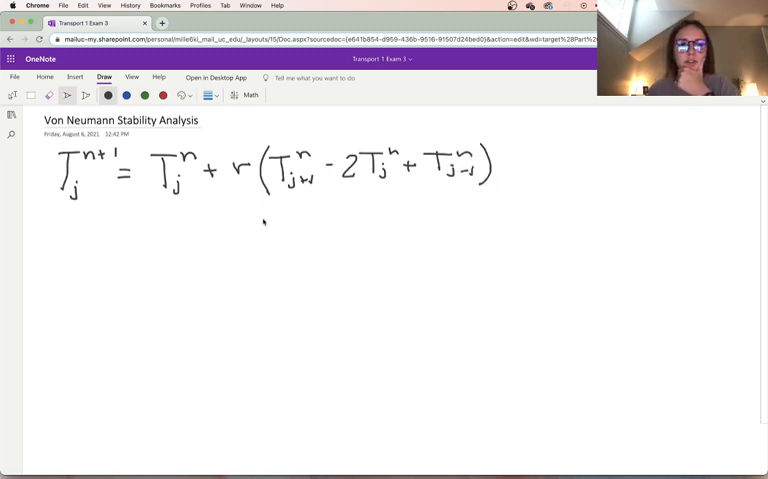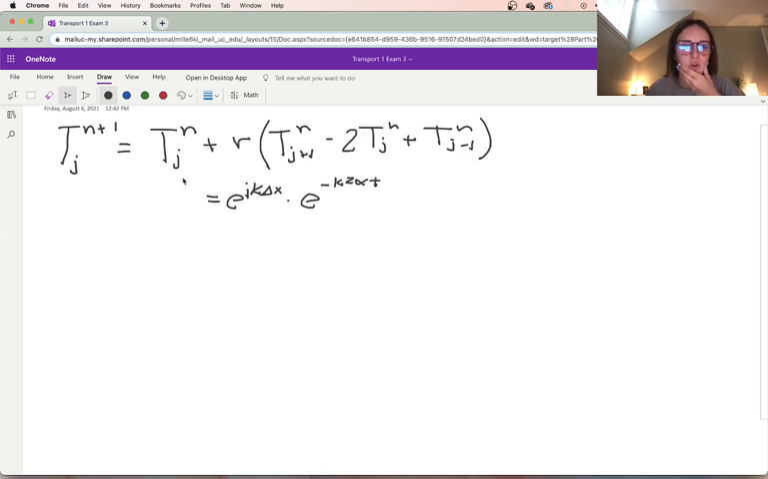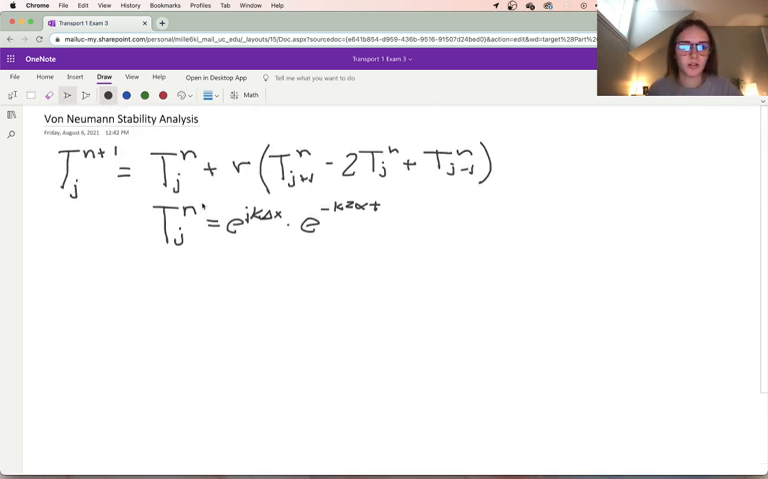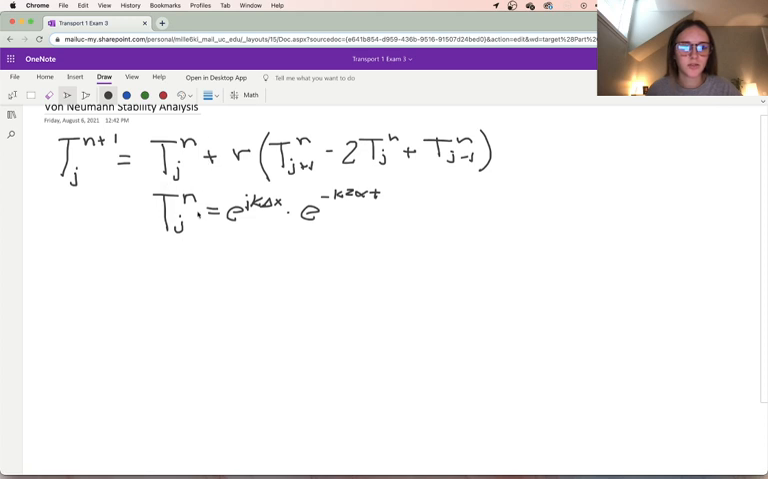And so what we found in the first video is that e to the I k delta x times e to the negative k squared alpha t is a solution for the heat diffusion equation, and so we can set this equal to Tj to the n. And so what we're going to do is we are going to factor out this value, and we can use this definition in the future.